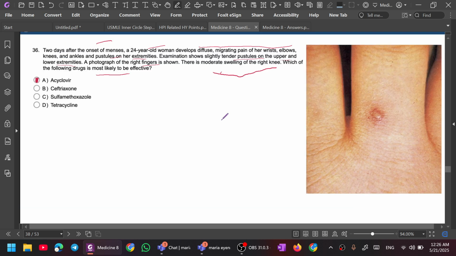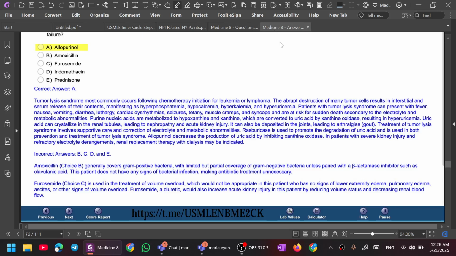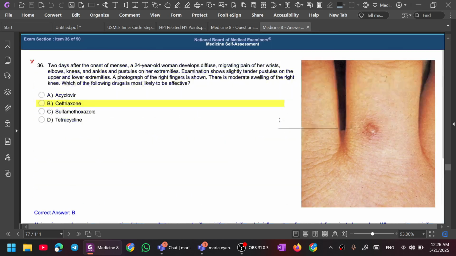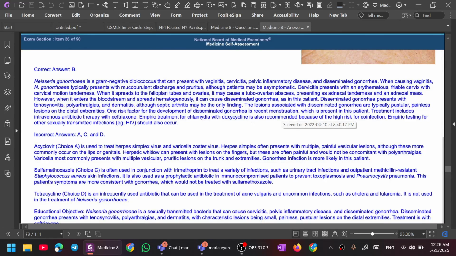Ceftriaxone. Neisseria gonorrhoeae is a gram-negative diplococcus that can present with vaginitis, cervicitis, PID, or disseminated gonorrhea. When causing vaginitis, gonorrhea typically presents with mucopurulent discharge and pruritus, although patients may be asymptomatic. Cervicitis presents with a red, friable cervix with cervical motion tenderness. When it spreads to the fallopian tubes and ovary, it may cause tubo-ovarian abscess, presenting as adnexal tenderness and adnexal mass. However, when it enters the bloodstream and spreads hematogenously, it can cause disseminated gonorrhea.